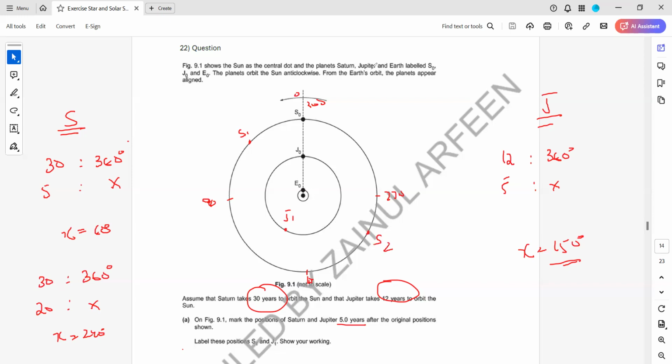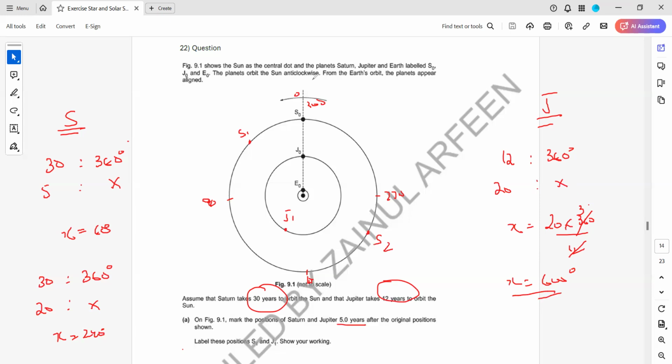We call it S2. Now for Jupiter, in 12 years it completes one revolution. So in 20 years, it will be X. When we cross multiply, it will be 20 into 360 divided by 12. So this will be 600 degrees. 600 degrees means it will complete one revolution and start another.